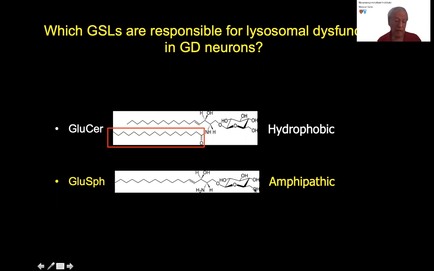And even though there is up to 1,000-fold increase in glucosylsphingosine in type 2 brains from patients, some people believe that this is the culprit, but some people believe that it's still glucosylceramide. But I'm going to show you data that at least in our in vitro system, it is glucosylsphingosine.